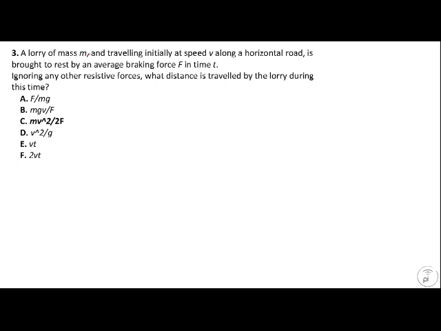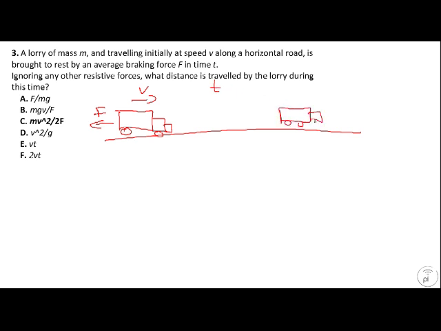Question 3. A lorry of mass m traveling initially at a speed v is brought to rest by an average braking force F in time t. It will be here and it will be 0. V initial equals V, V final equals 0. So how can we find the formula for this?